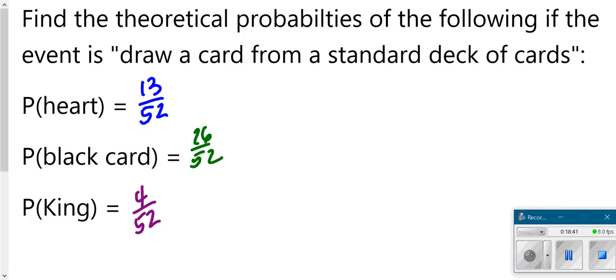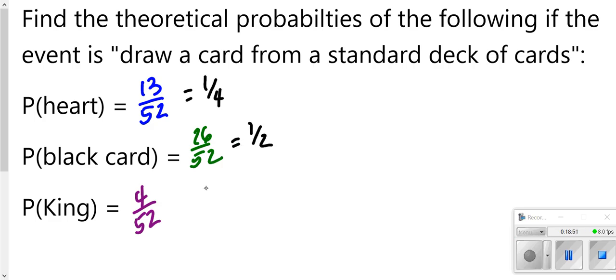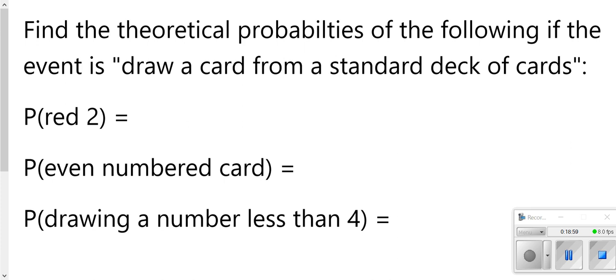Okay, so hopefully you tried those on your own. I left these as non-reduced fractions. You certainly can reduce every one of them. So this reduces to a fourth, this reduces to a half, this reduces to 1/13, right? If you did reduce it, or you could write it as a decimal, that's okay too. Okay, here are a few more questions. Again, I'd like you to pause, try, and then come back and see if you got them right.